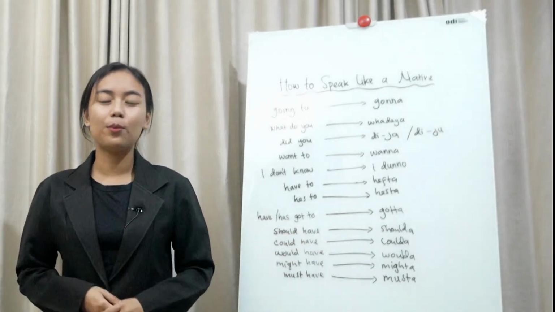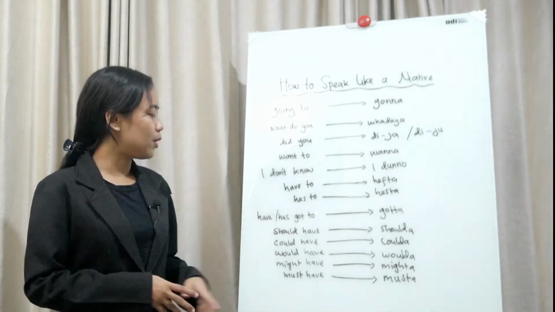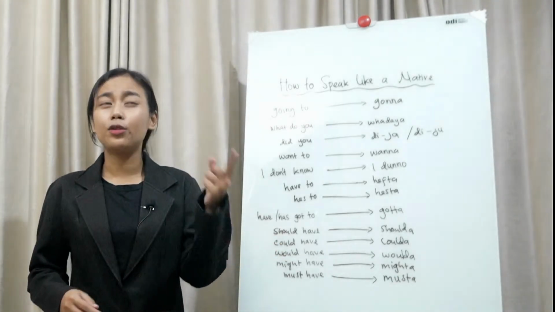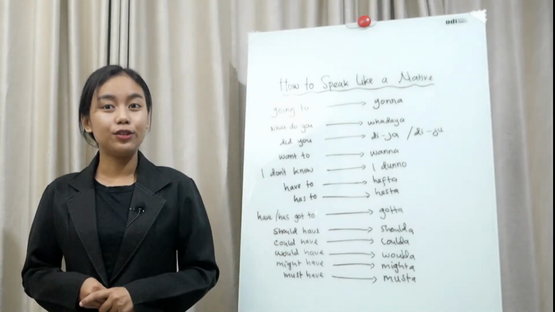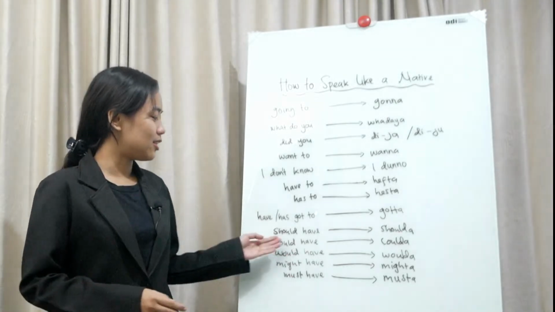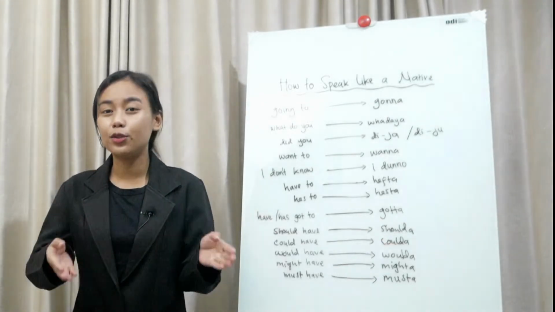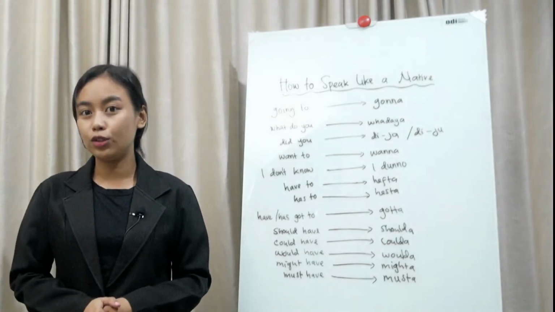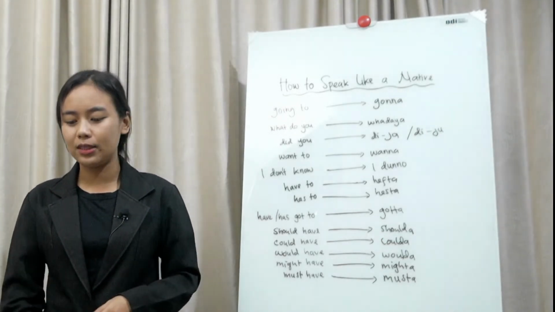Next we have could have. Could have, mungkin bisa. For example, you could have gotten that. Bisa disingkat menjadi coulda. You coulda gotten that. Kamu kemungkinan bisa mendapatkan itu.